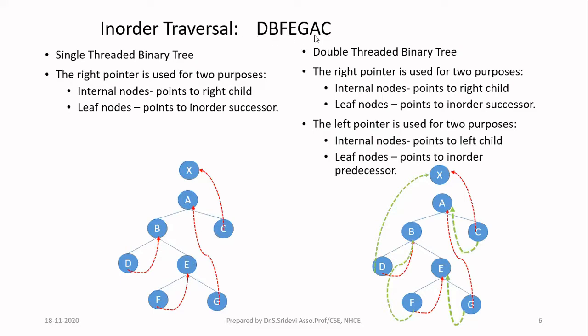Now let us see how we are going to make use of the threads. In case of a single threaded binary tree, we are storing information only about the in-order successor. That information is stored only in the right null pointer, not in the left null pointer. So you can focus here. I'm considering the node D because it is a leaf node. I have to draw the thread only for the leaf node. So D is a leaf node.